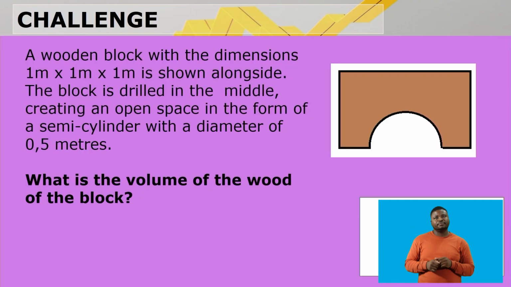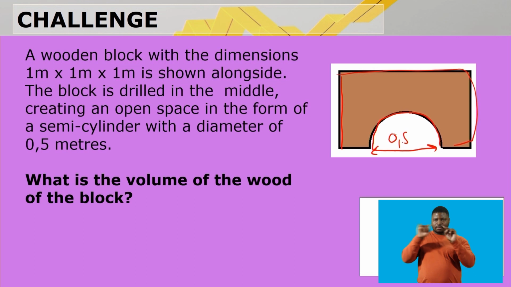And then I'll leave you with a challenge. A wooden block with the dimensions of 1 meter by 1 meter by another meter is shown alongside. The block is drilled in the middle, creating an open space in the form of a semi-cylinder with a diameter of 0.5 meters. So here's the block, and then they drilled a semicircle, which is half a circle, and that part, the diameter, is 0.5 meters.